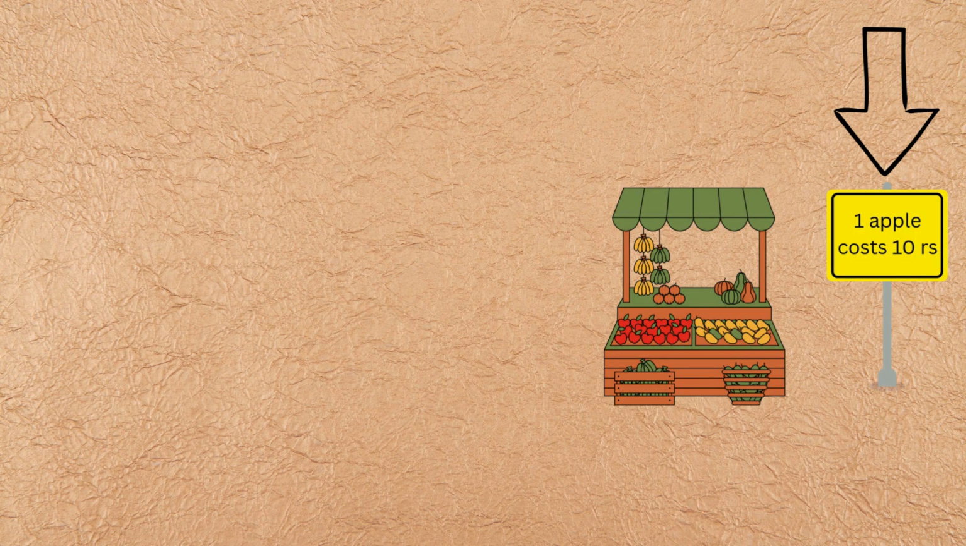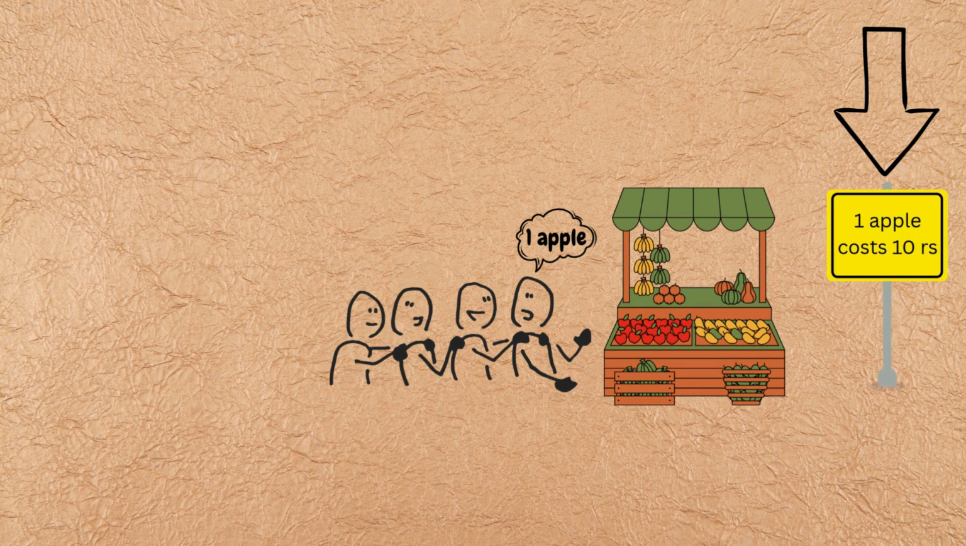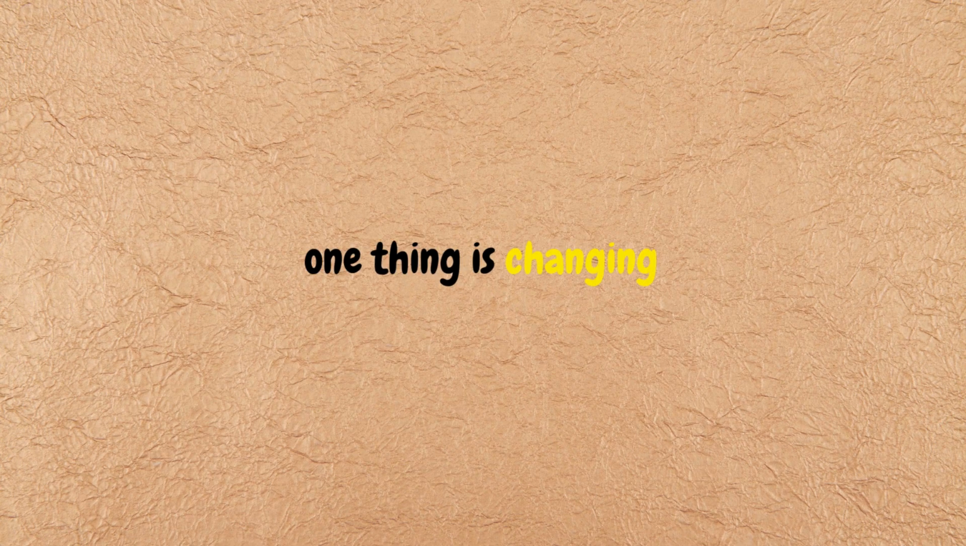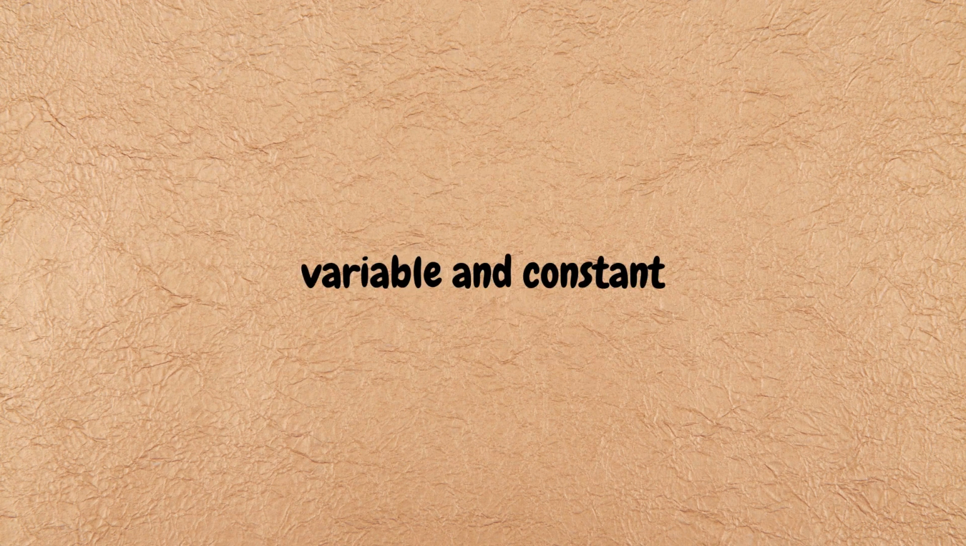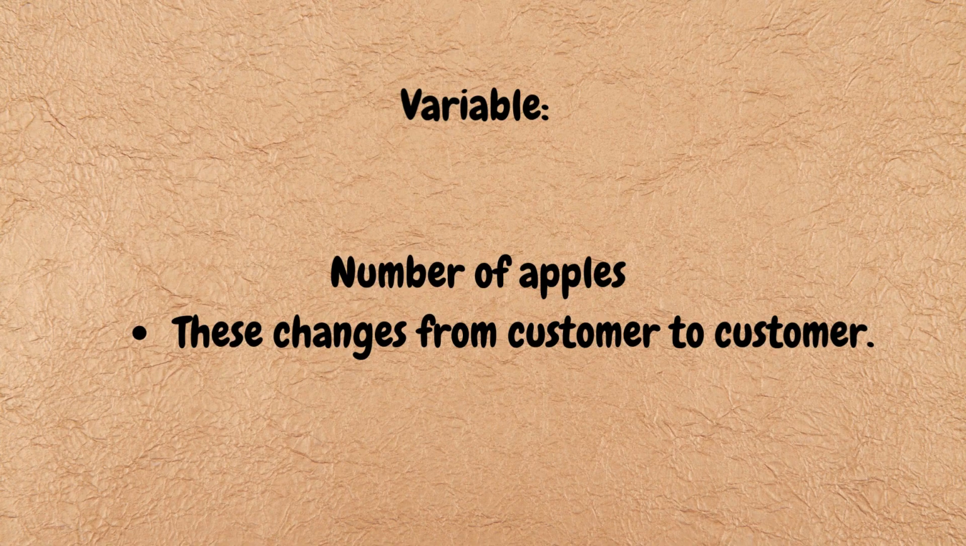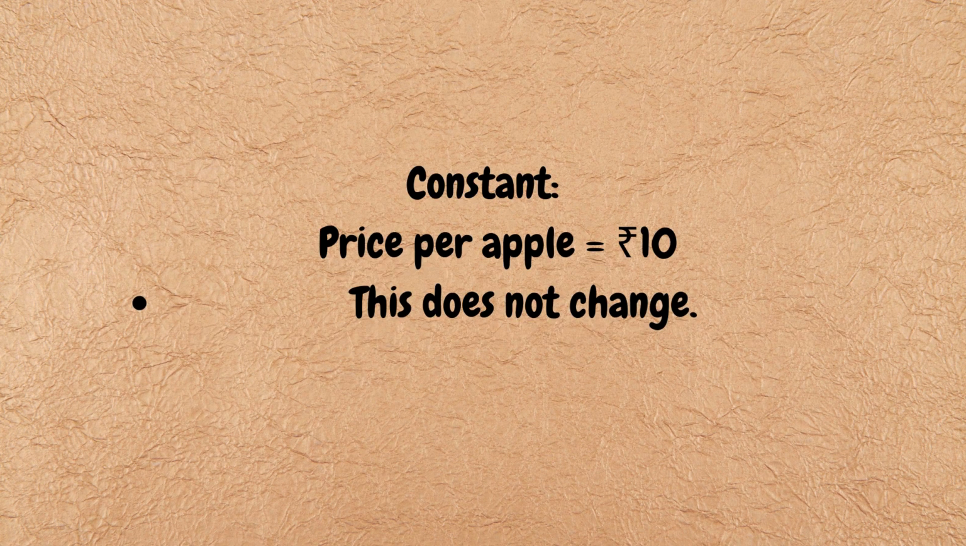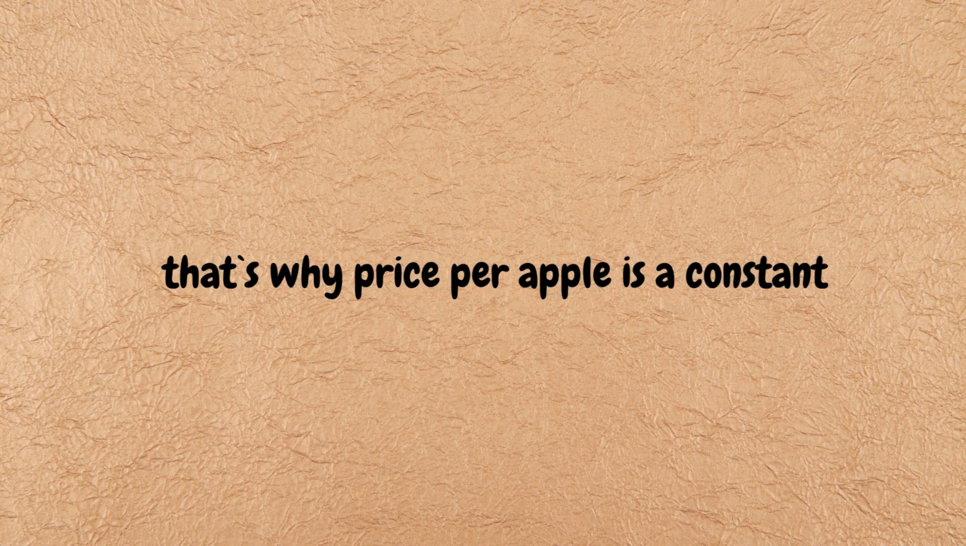Now customers come and buy apples. Some buy 1 apple, some buy 3 apples, some buy 10 apples. So, one thing is changing and one thing is not. Identify variable and constant. Variable: number of apples. This changes from customer to customer. Constant: price per apple equals 10 rupees. This does not change. That's why price per apple is called a constant.